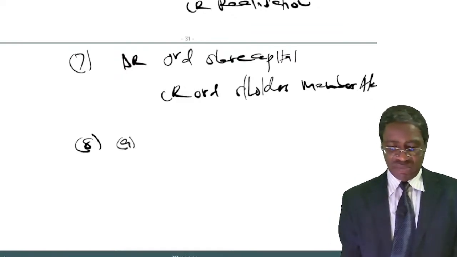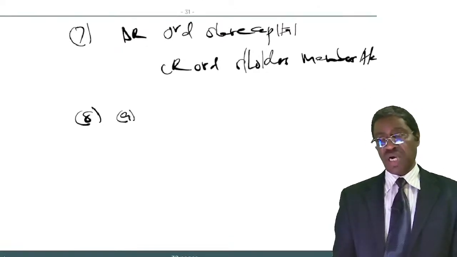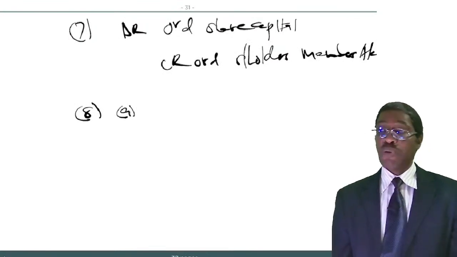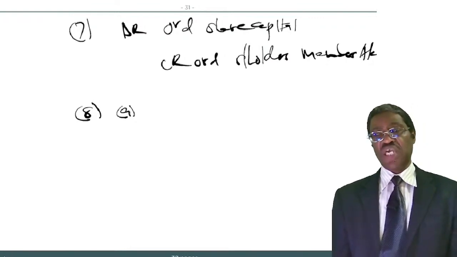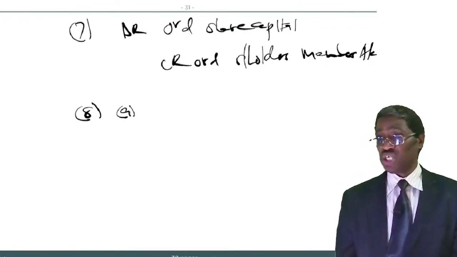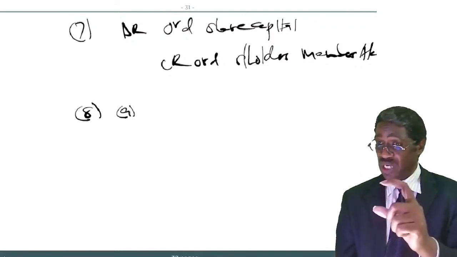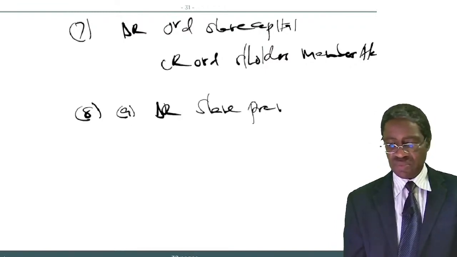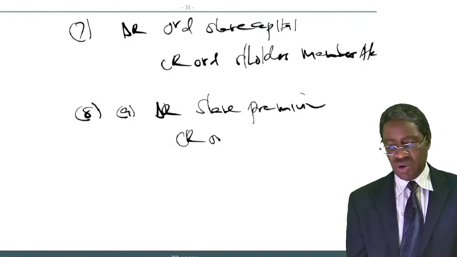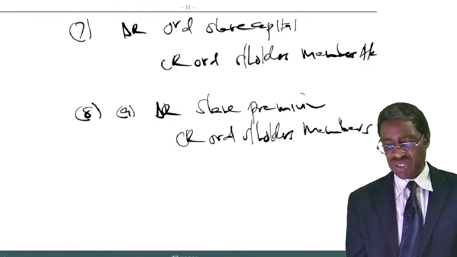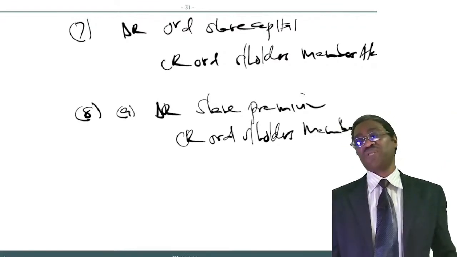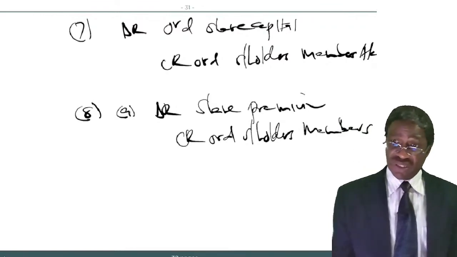Under number 8, write A. If positive reserve, e.g. share premium, debit share premium, credit ordinary shareholders members.